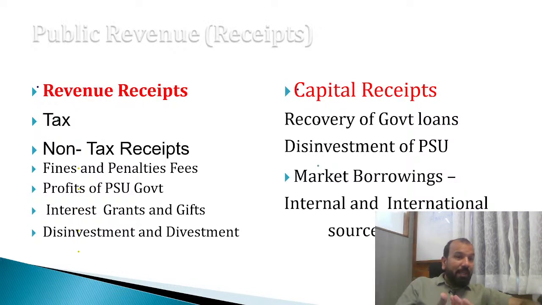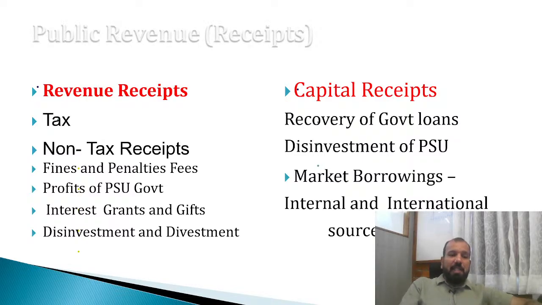But apart from the tax revenue, we have the non-tax revenue also. Government has the non-tax revenue also. In non-tax revenue, we have the fines and penalties. Government of India is charging the RTO charges, whatever fines and penalties they are taking. At the same time, there are so many PSUs like ONGC, GAIL, and SAIL. Whatever profit they are earning, the government's share comes under the non-tax receipt, interest, grants, and gifts. The government of India has given a certain amount of loans to the respective states, and whatever interest they are getting comes under the revenue.